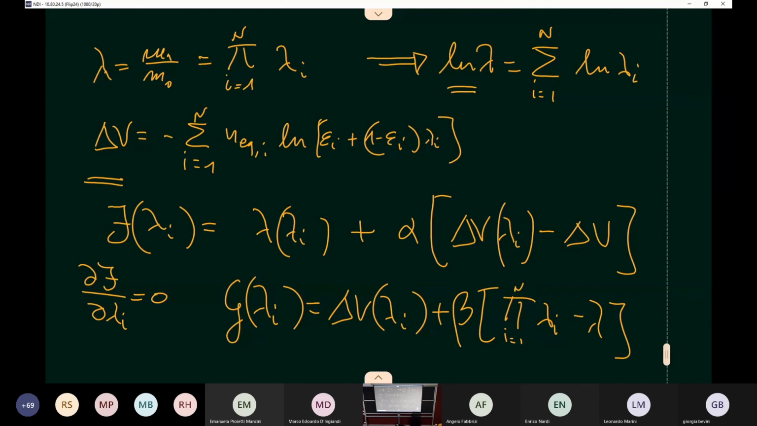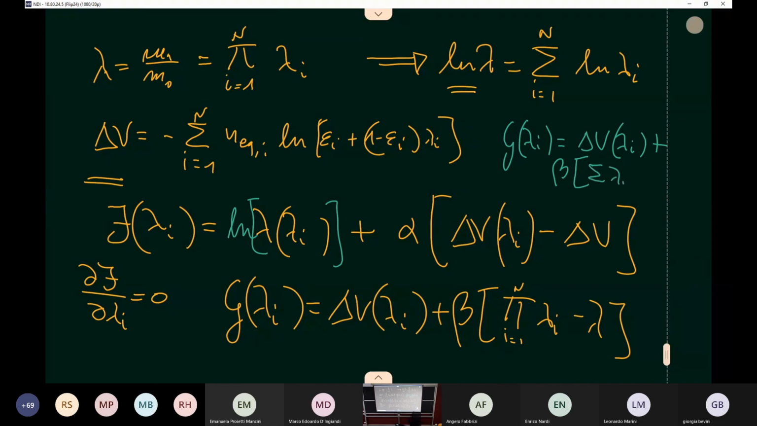That's logarithm of lambda here, and here I have to rewrite it. So g lambda I would be delta V plus beta sum of the logarithms of lambda minus lambda. So we have these two.